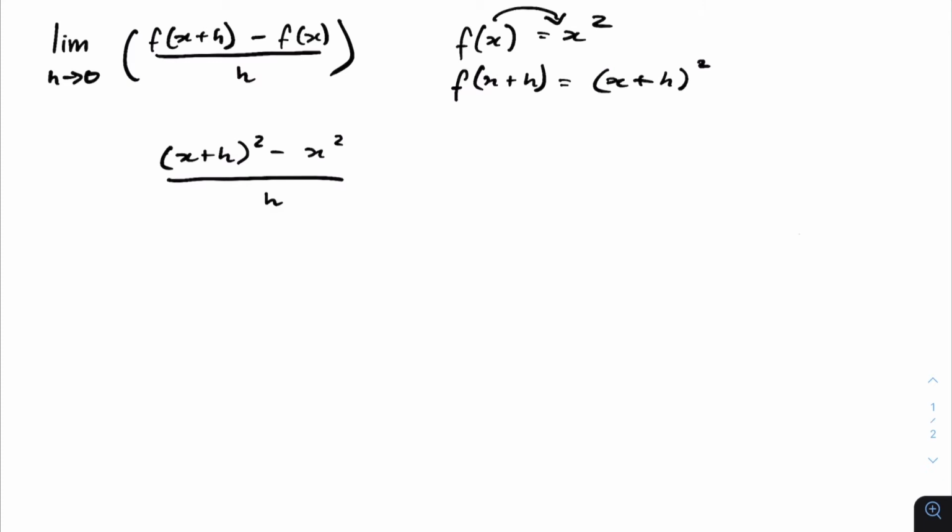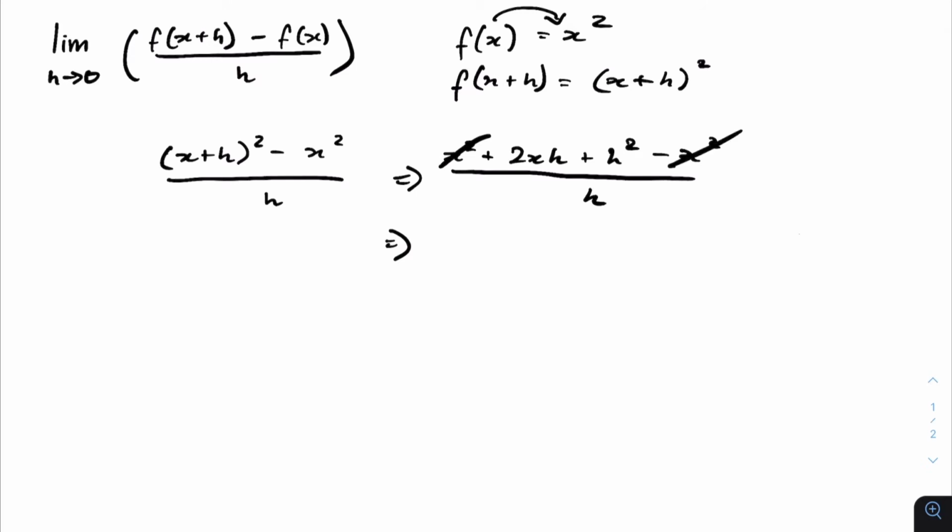Now we know how to expand binomials, so x plus h squared would just become x squared plus 2xh plus h squared minus x squared over h. We can simplify this down to get, well, the x squares actually cancel out, so we can already get rid of those. So it gives us 2xh plus h squared over h. And now we can actually factor the h in the numerator expression.